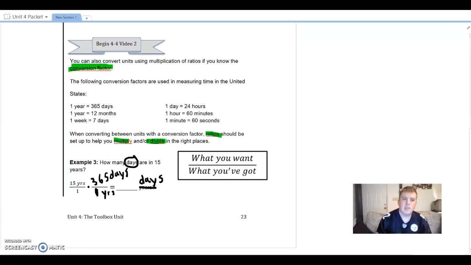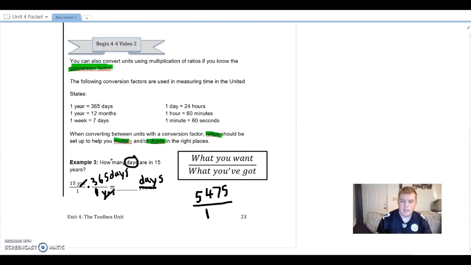So when I multiply these through, my years on top and my years on bottom are going to cancel. If they were both on the top or both on the bottom, they wouldn't cancel. They would instead multiply together to give us years squared. So we want to always make sure that to be able to cancel, we have one on top and one on bottom. And now we simply just do the multiplication. We would multiply the top, 15 times 365, and that's going to give us 5,475. And then we're going to also multiply the bottom, 1 times 1. And that's pretty easy, it's just 1.